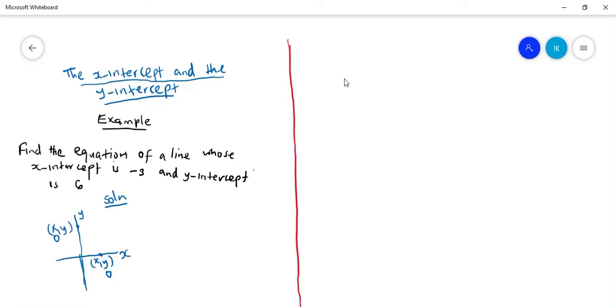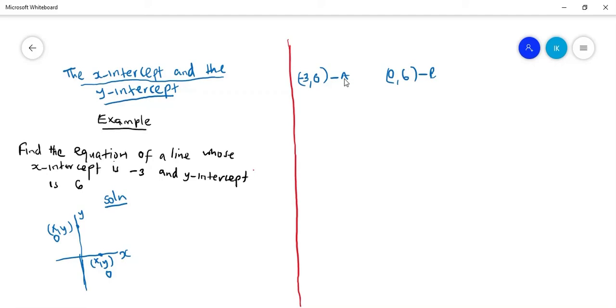So that's it. Now in this equation, for us to find the equation, we shall first of all find the coordinates of the points. The x-intercept is -3, which means that y is 0. Let's call that point A. And secondly, the y-intercept is 6, which means the value of x is 0. So we'll have (0, 6), and let's call that one B.